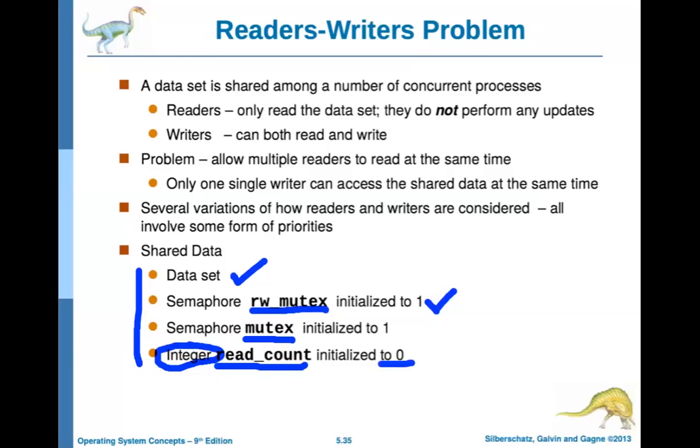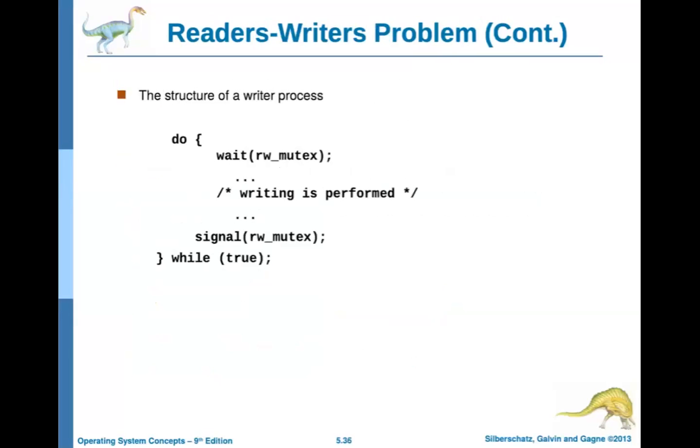Now with this shared data, the structure of the writer process is given here. This is very simple because we have the read-write mutex. What we'll do is wait on that. Once you acquire the lock, perform the writing operation, and once you're done, signal it. That is release. So here we lock the resource, here we unlock the resource. Lock the resource, update it, unlock the resource. This is very simple, right?